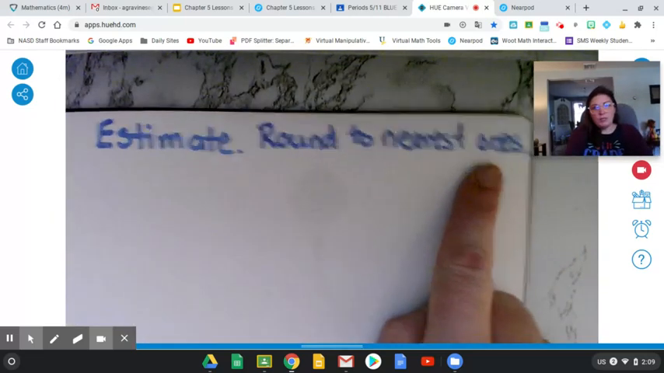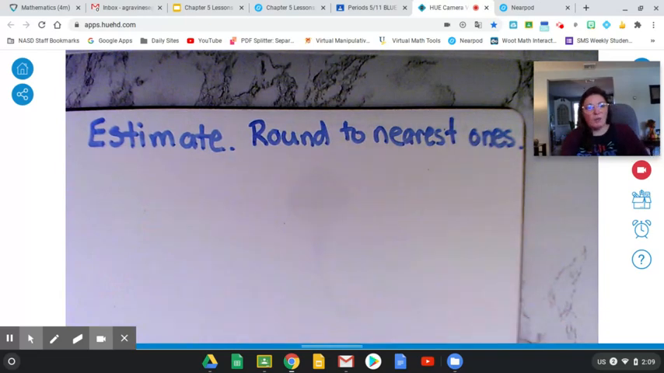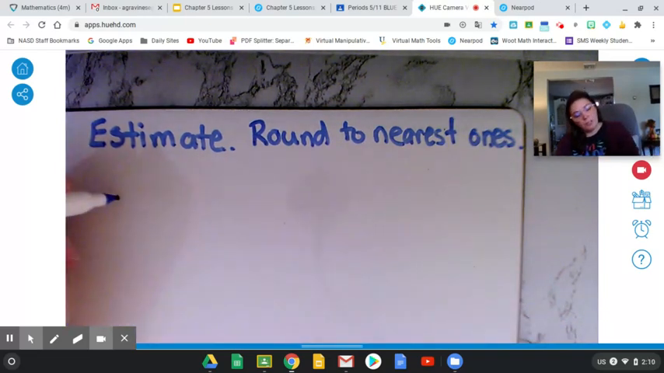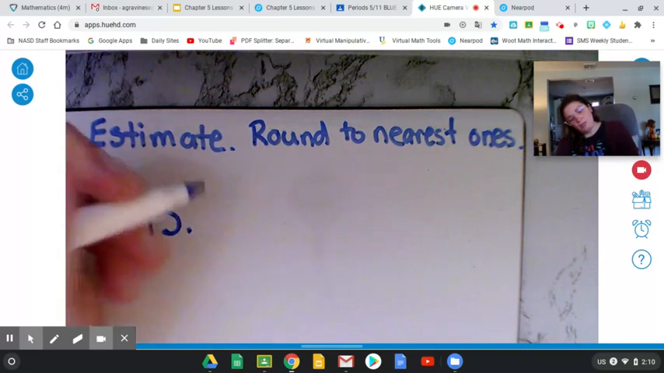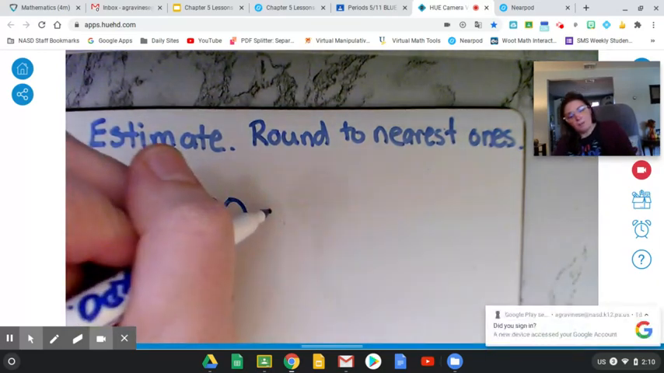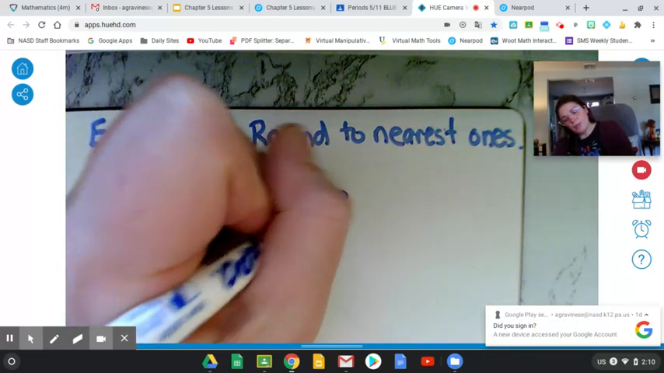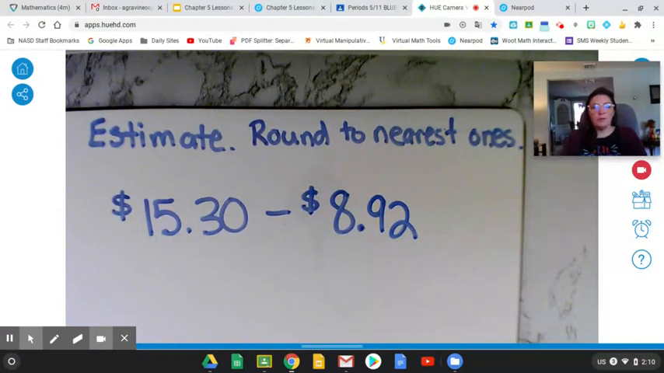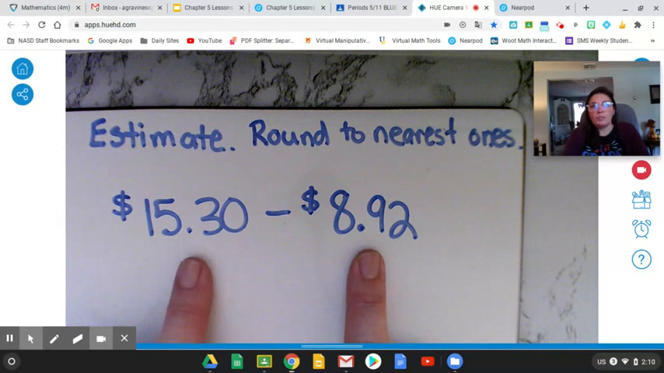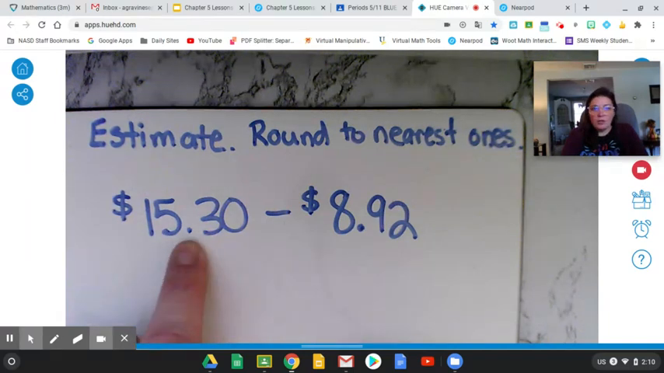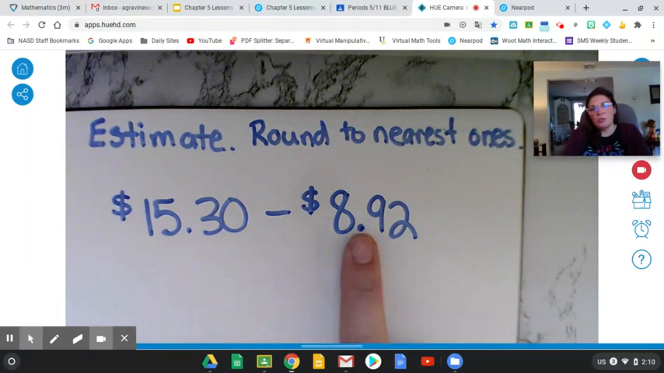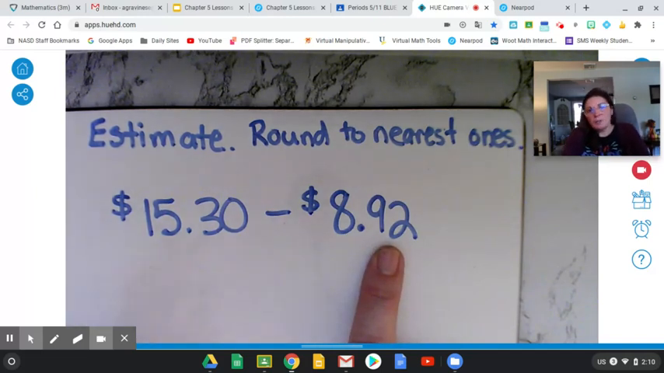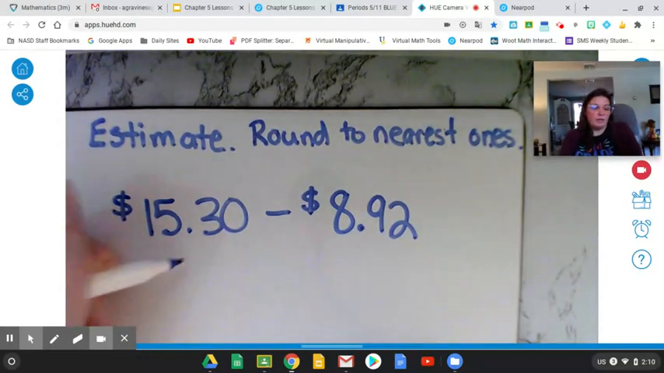So we're going to continue to round to the nearest ones because that's a very common way to round when you have decimals. Let's say we have $15.30 minus $8.92. Okay, I made this money so that you can think of how you would do this in the real world. If you go to the store and you have $15.30 in your pocket and something is going to cost you $8.92 and you want to know what you'll have left, but you only need an estimate, you don't need the exact amount, that's when you could use this method.